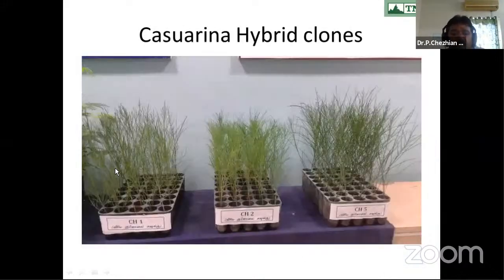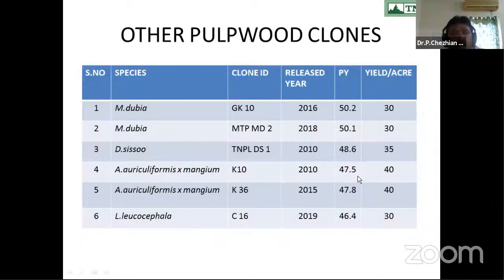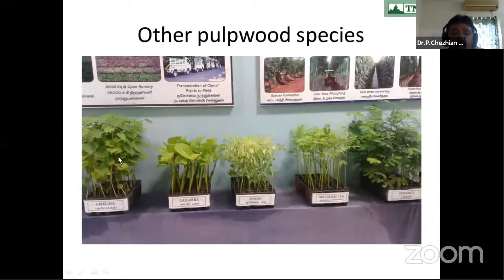And these are the GH1 to 5 clonal ramets. Apart from casuarina and eucalyptus, we are promoting Melia dubia, Dalbergia sissoo, Acacia hybrid, and Leucaena leucocephala. These are the other pulpwood species we are promoting, only about 2%. Whatever the farmer asks for, we give, such as these clonal plants, Melina and Sissoo, Melia. These are the species we are promoting.